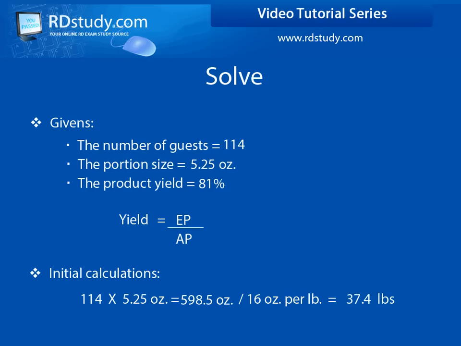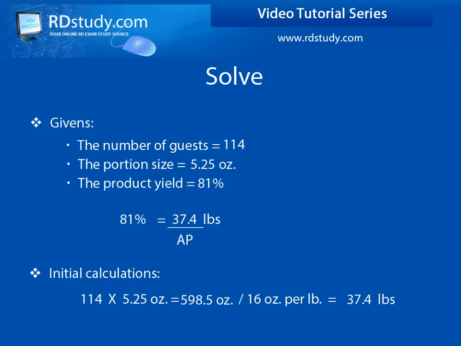With these two figures that we now have, let's start filling in the formula to solve. First the yield, which was a given at 81%. Next put in the EP, which we just solved for and was 37.4 pounds. We will need to isolate AP to finish solving. If you know your math conversions, this is a one-step process, but we will walk through it one way so that you can understand how we end up with the result.